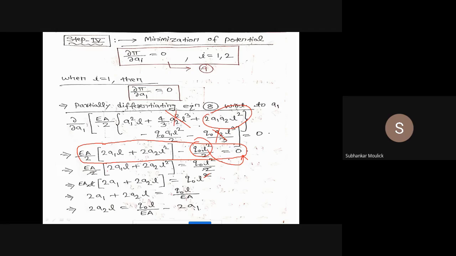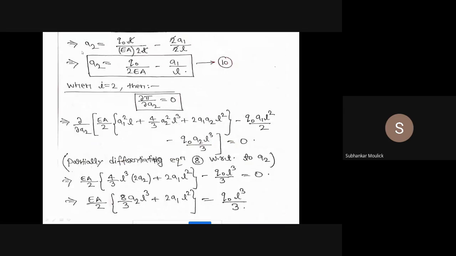So the resulting equation becomes, see, I am writing the entire equation in terms of A2. A2 is equal to Q naught by 2 times of EA minus A1 by L. Equation number 10. Is equation number 10 clear? Any doubt in this equation number 10?